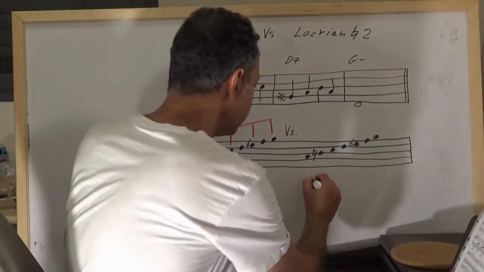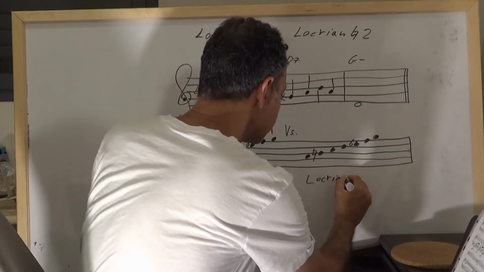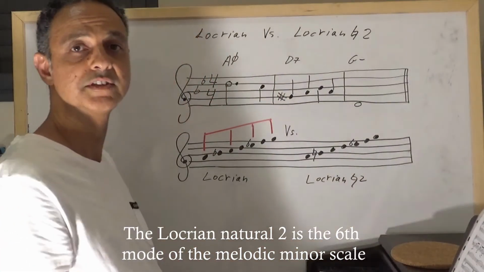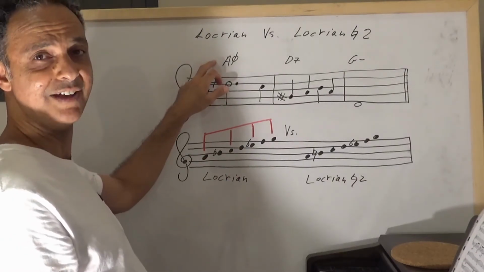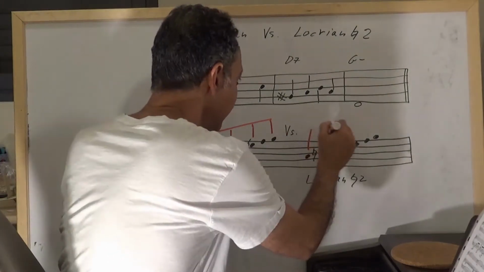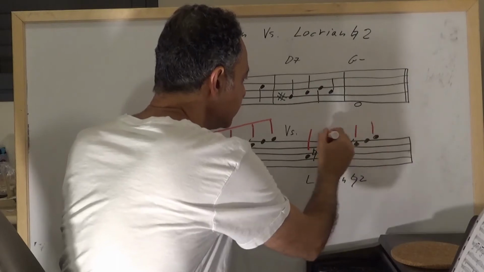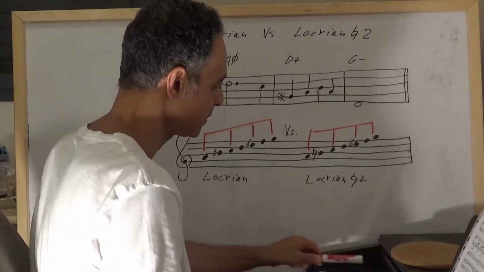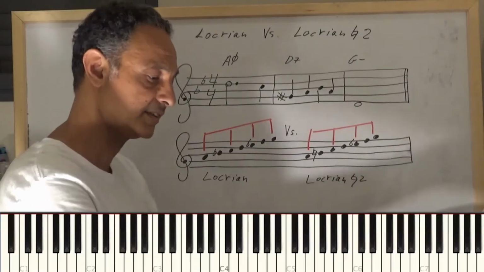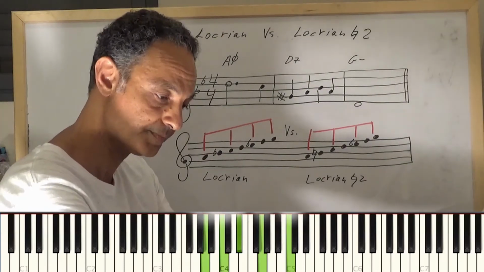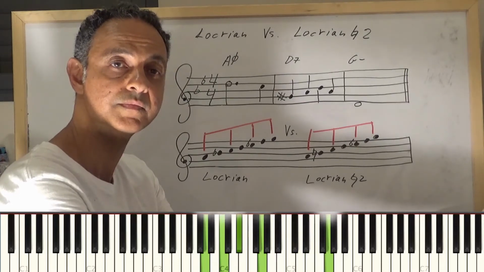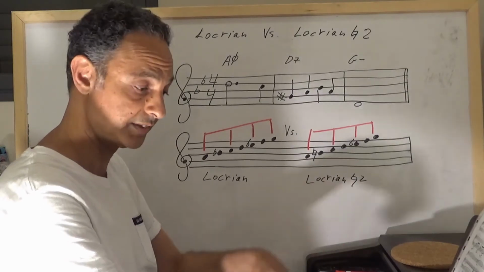Let's add the name, Locrian natural 2. And of course we do have all the notes of the A half diminished within the Locrian natural 2 scale. So it's going to be A, C, E flat and G. Now let's hear the Locrian scale. It sounds like this. And the Locrian natural 2 sounds like this.